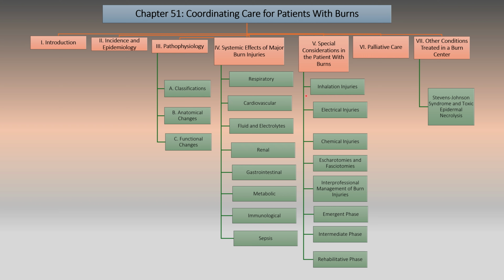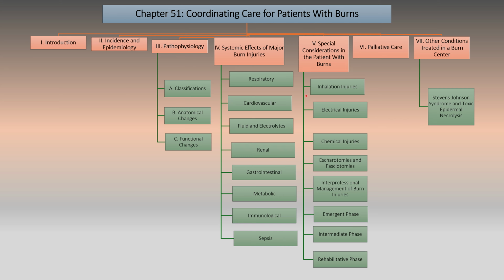We have burn shock, distributive and hypovolemic. The primary imminent threat is burn shock, which is a combination of hypovolemic, low volume, and distributive, fluid misplaced, shock. This is caused by a massive fluid shift out of the blood vessels into the tissue, the third spacing, due to increased capillary permeability. The result is decreased cardiac output, hypotension, and increased blood viscosity, thickness.